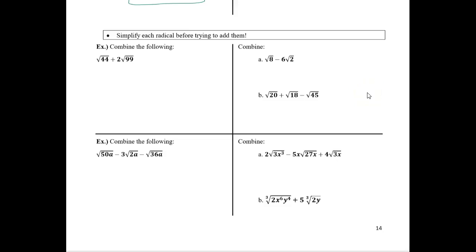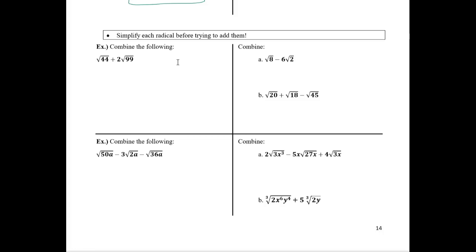Alright, so we've talked about that when we add and subtract radicals, they must be like: same index and same radicand. So what happens if they're not like? For example, I have the square root of 44 plus 2 square root of 99. Right now that looks like we cannot add those because we have a 44 and a 99.